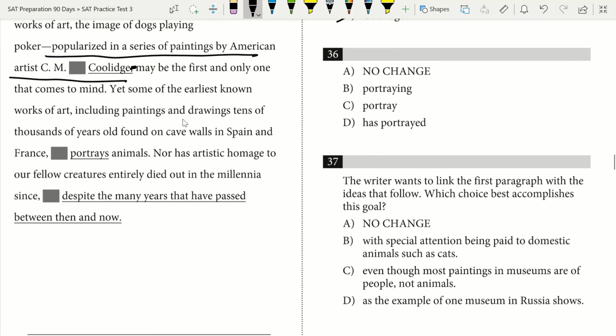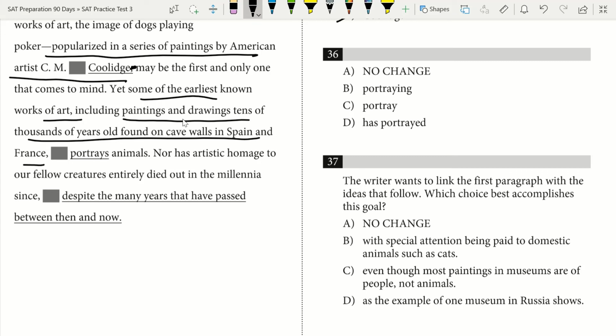Okay, we've got some of the earliest works of art, including paintings and drawings tens of thousands of years old, found on cave walls in Spain and France, portray animals, right? So how do we know that? Well, we have works, okay, because we're going to get rid of our non-essential phrase or clause. We're not going to consider that. Then we're going to get rid of our prepositional phrase. We see our subject is works, that's plural. We need a plural verb, portray. Our answer there is going to be C.